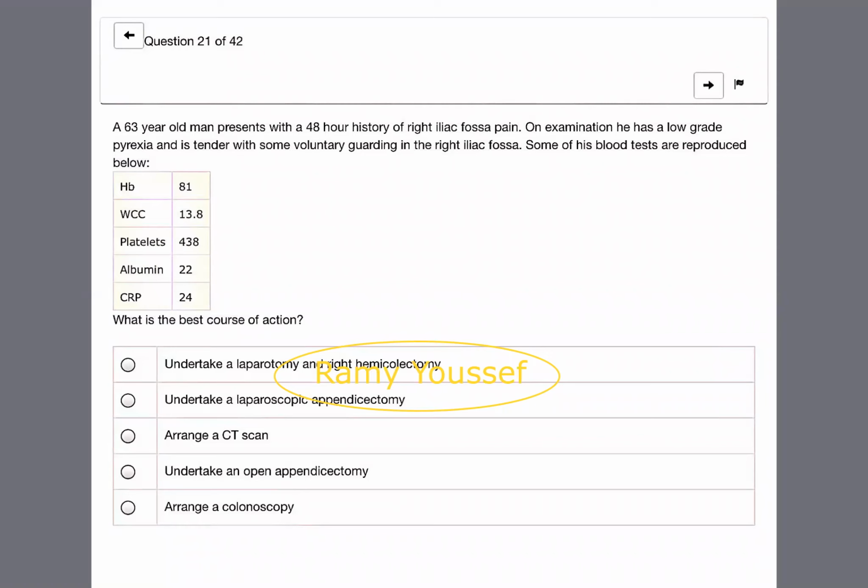So what's your diagnosis here? What's your suspicion? This will depend on your action. This is an old man with right iliac fossa pain. What do you expect the cause? He is anemic, platelets are good, and with low albumin, maybe a cecal tumor. Yes, perfect. The patient has low hemoglobin and hypoalbuminemia, so I'll go for laparotomy and right hemicolectomy.